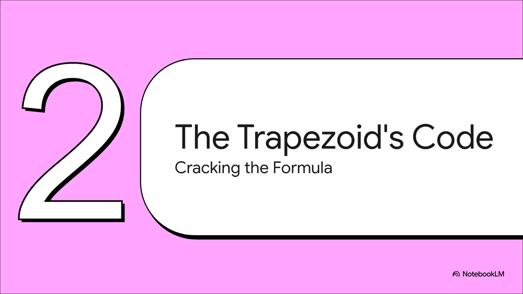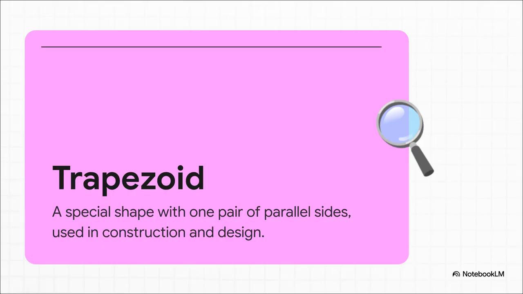Okay, so before we can really understand the stories, we need to crack the code. And in this case, that code is just the math formula for finding the area of a trapezoid. So, what even is a trapezoid? It's a four-sided shape, a quadrilateral, that has one very specific rule. One pair of its sides has to be parallel. And you actually see them all over the place in the real world, in architecture and design, things like stages, ramps, even some cool-looking tables.